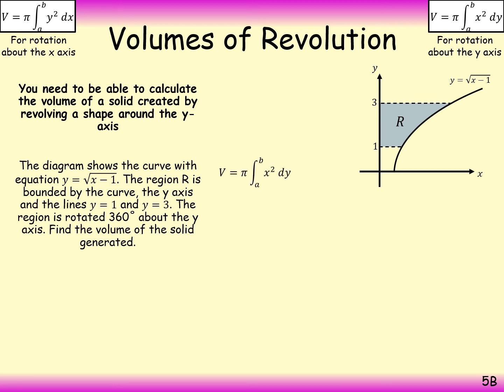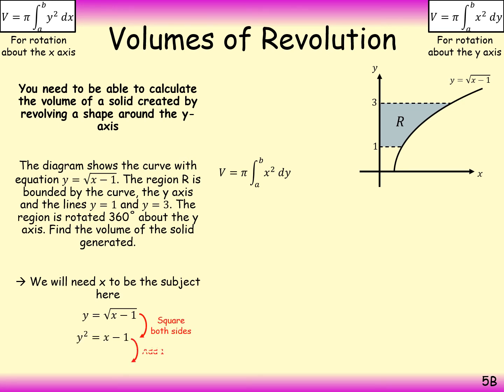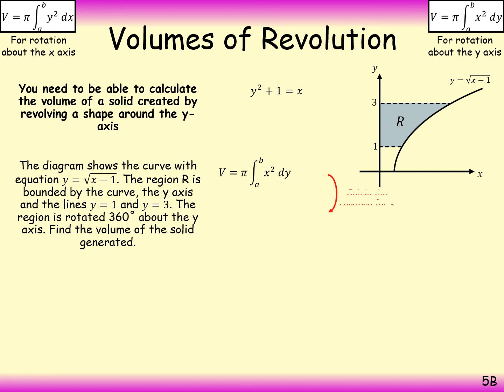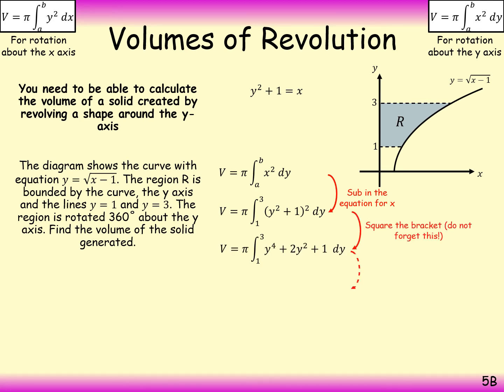So the first thing here, we want to make it in terms of x. If we square both sides, y squared plus 1 is equal to x. If we substitute in here, we want to square that, because it's x squared. So you square that by using the FOIL method, you expand the bracket, and then you start to integrate. Here we integrate with respect to y. Make sure you write dy and not dx.